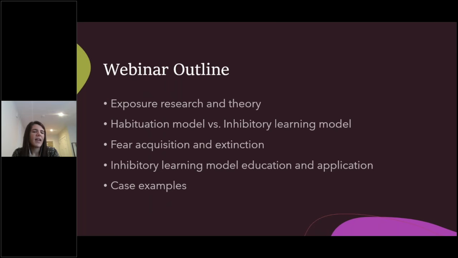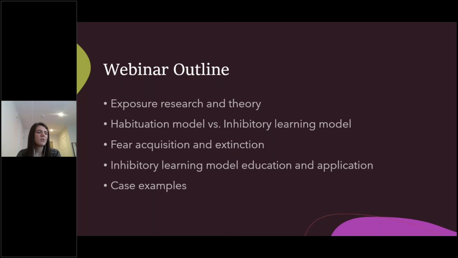And for our outline today, first I will talk about the research behind exposure and the inhibitory learning model, and the research supporting this model, in addition to the theory, and explain how the inhibitory learning model is different from the emotional processing theory or the habituation model. I use those terms interchangeably. They're the same thing, so that's what I mean when I'm talking about those.